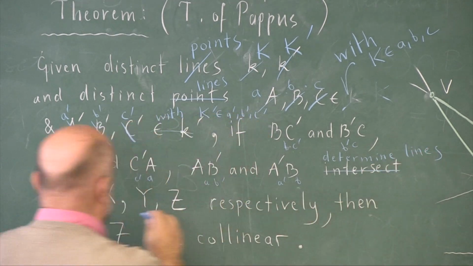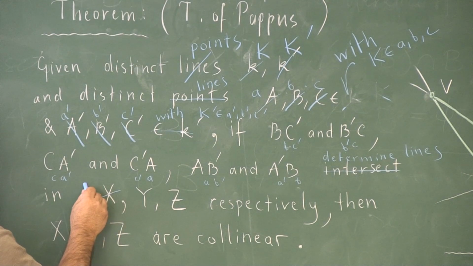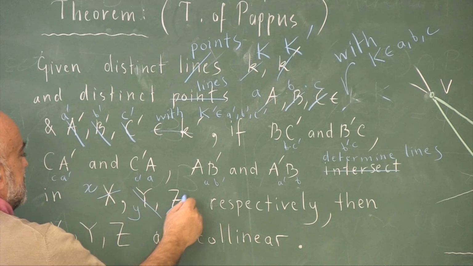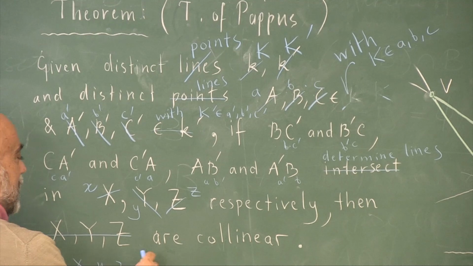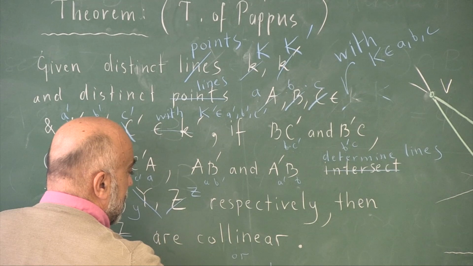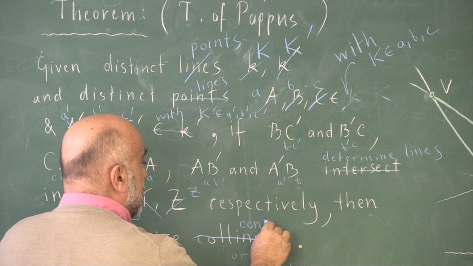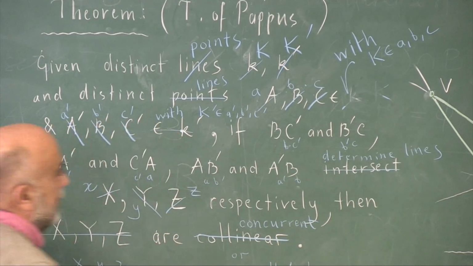Now instead of big X, I've got small x. So I'm putting it handwritten X, and this is Y, this is Z, respectively. Then X, Y, Z are collinear or, of course, parallel. I'm sorry, not collinear, but concurrent, or parallel. Okay, here is the theorem.